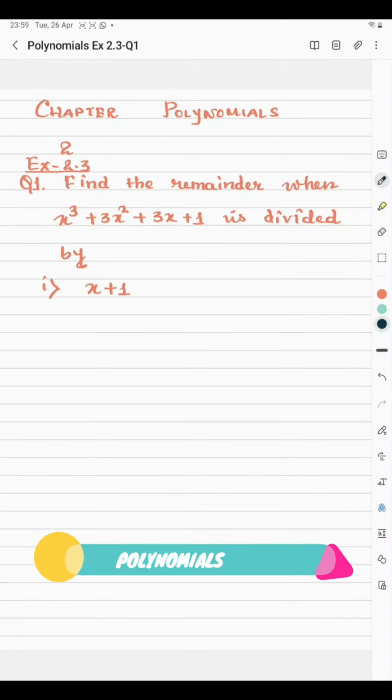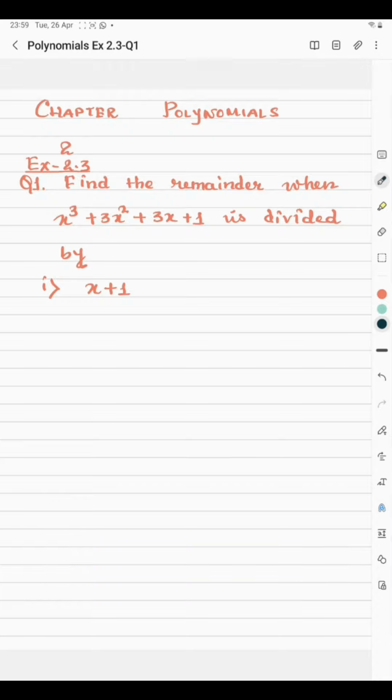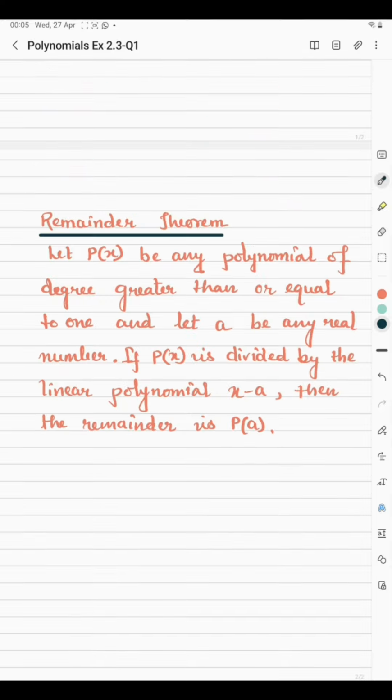Hello students, today I'll be starting with question number 1 of exercise 2.3. Now question number 1 says, find the remainder when x cube plus 3x square plus 3x plus 1 is divided by x plus 1. So we will have to find the remainder, okay, and we'll be finding the remainder by the remainder theorem. So before finding the remainder, let us understand what the remainder theorem is.